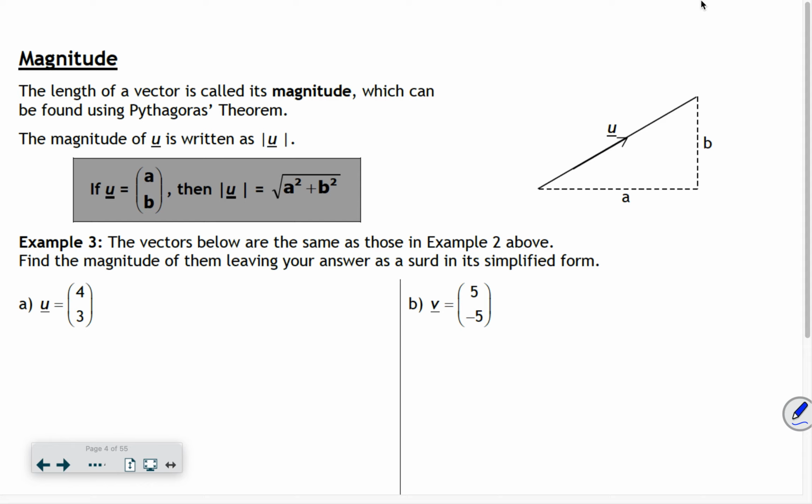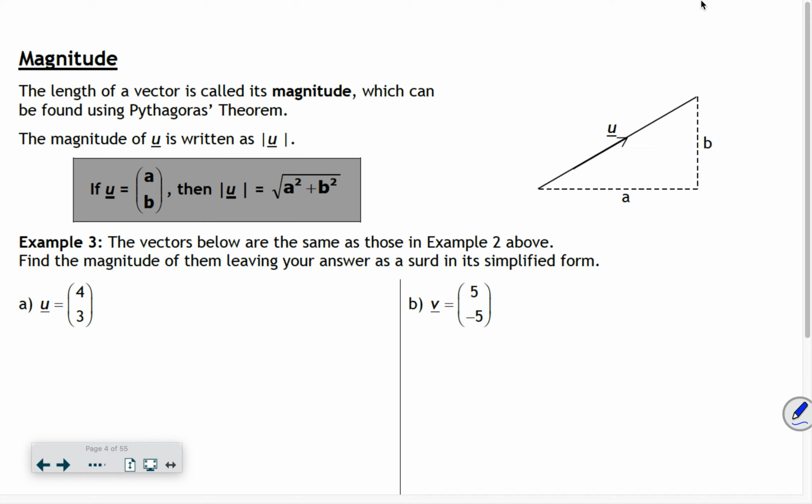We're going to take a look at finding the magnitude of a vector. As I said in the previous video, the magnitude of a vector is just the size of the vector. It's how big the vector actually is. And really, to calculate the magnitude of the vector, it's really just us using Pythagoras' theorem, because a straight line can always be found by the horizontal and vertical components.